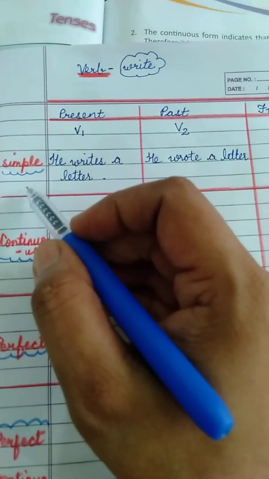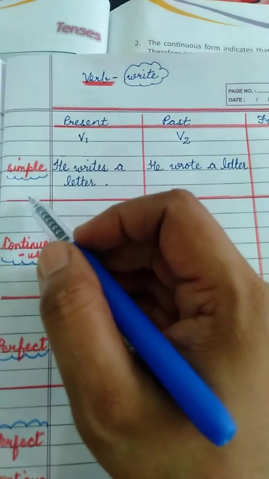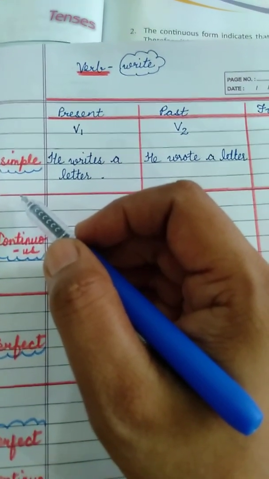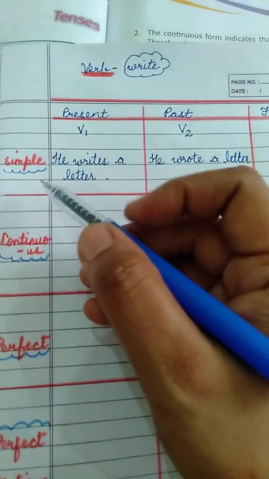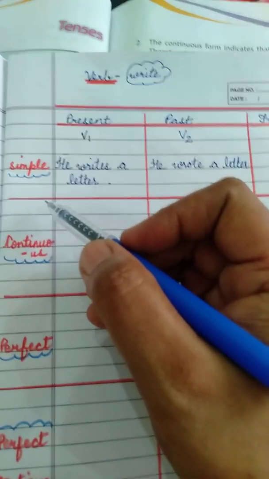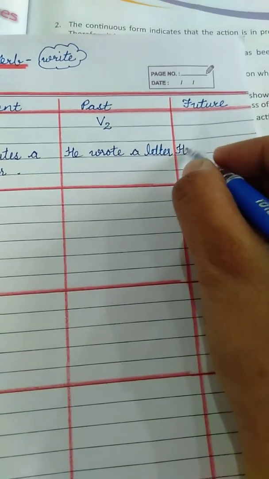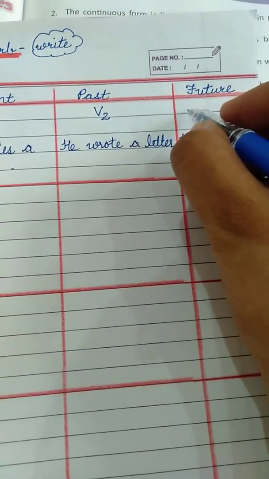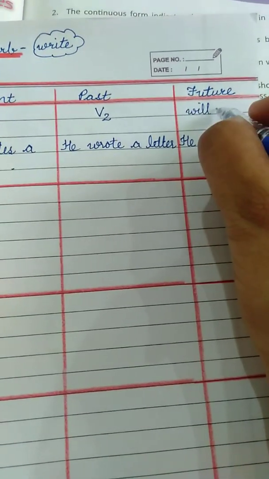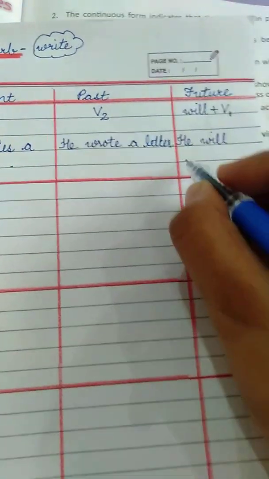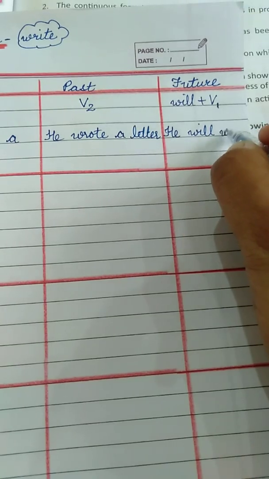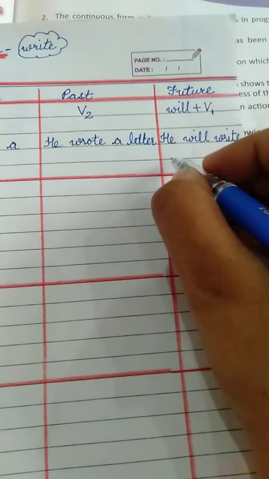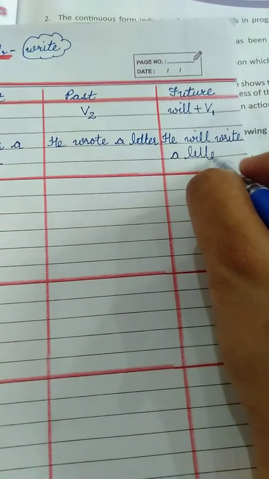And with simple future tense, you have to use shall or will according to the subject. If the subject is I or we, then shall, the first person pronoun will be there. With I or we, we use shall. So here it is he. So this is going to be he will. It means with simple future tense, we have will plus the verb's first form. He will write a letter.